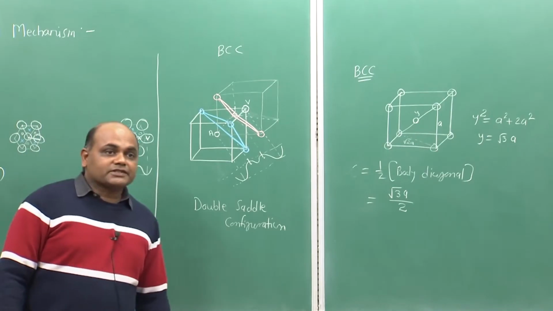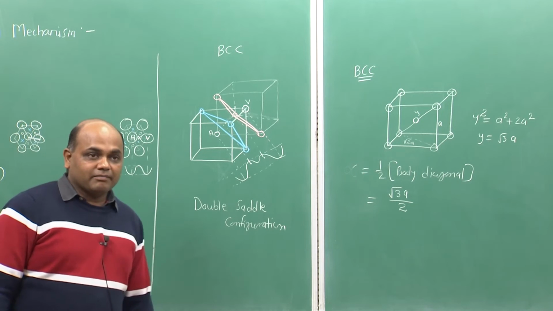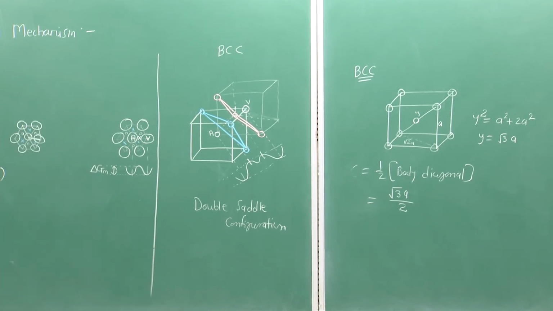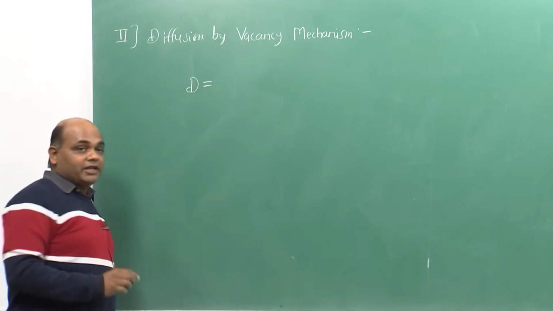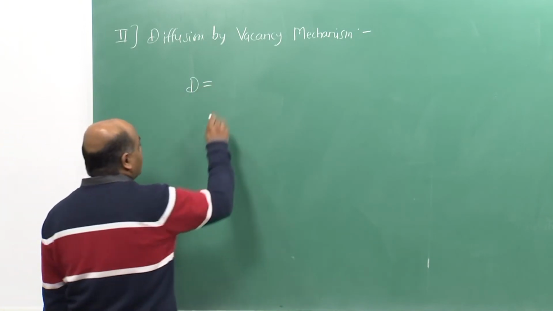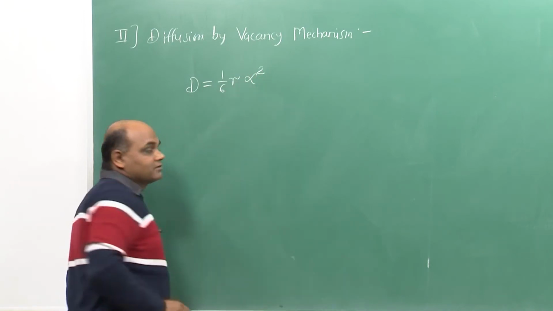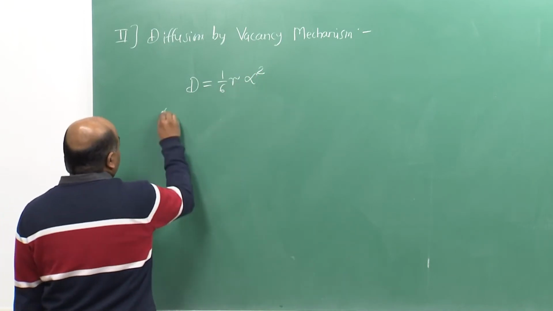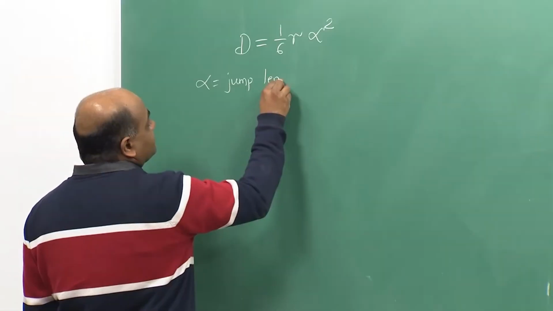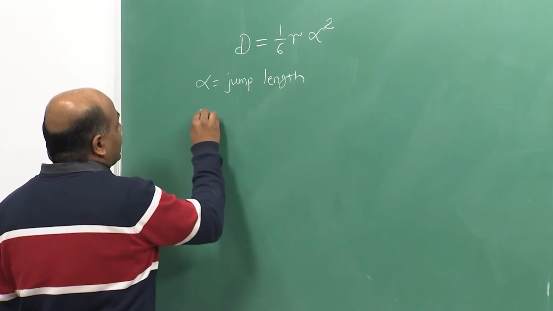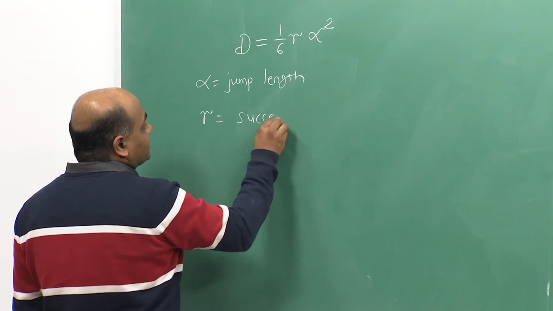Okay. So, now let us try to find the expression for diffusivity by the vacancy mechanism. In a previous class, we derived the expression for diffusivity for any cubic lattice, which was D is equal to 1/6 gamma alpha square, right, in which alpha is the jump length and gamma is the successful jump frequency.